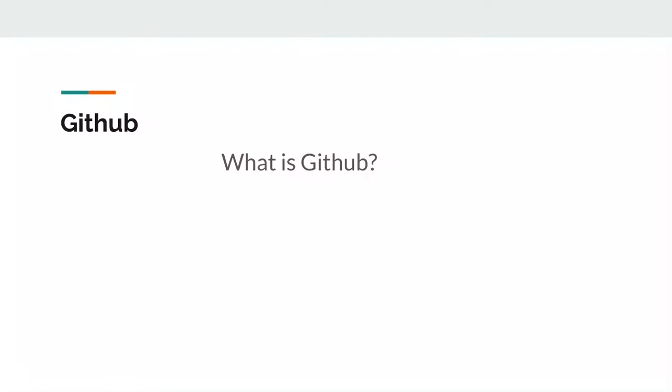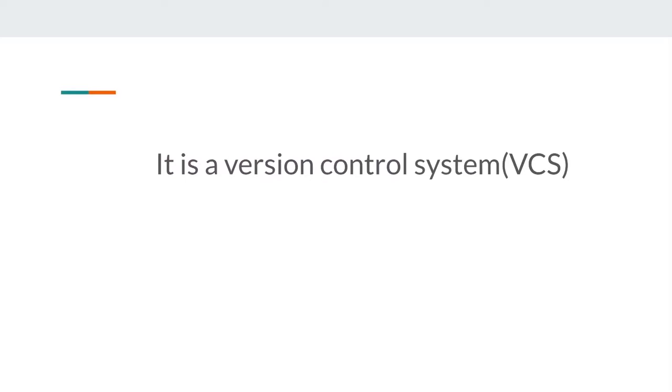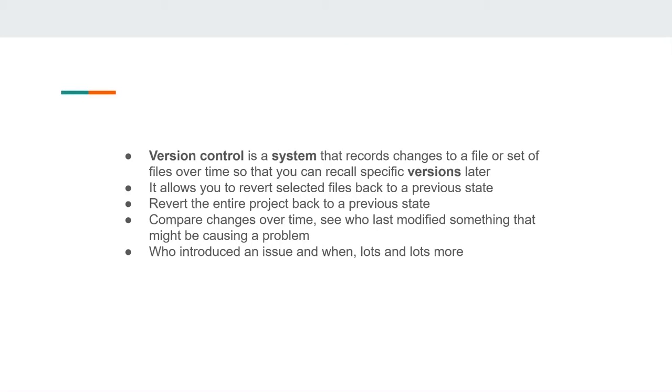And the first question is, what is GitHub? So GitHub is a version control system. What a version control system means is that it records changes you make to a particular file or a set of files over time. And with GitHub, you can also recall the specific versions at later times, which means if you make a change to a file, you can recall that change that you have made at later times.